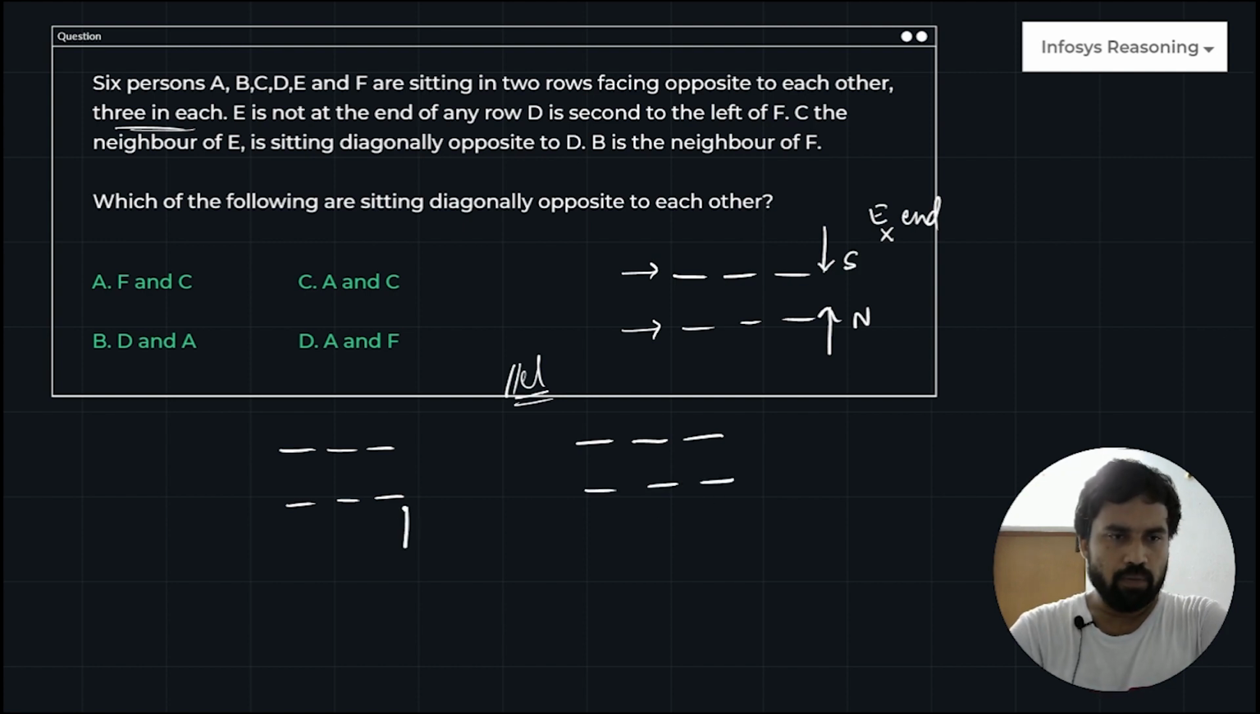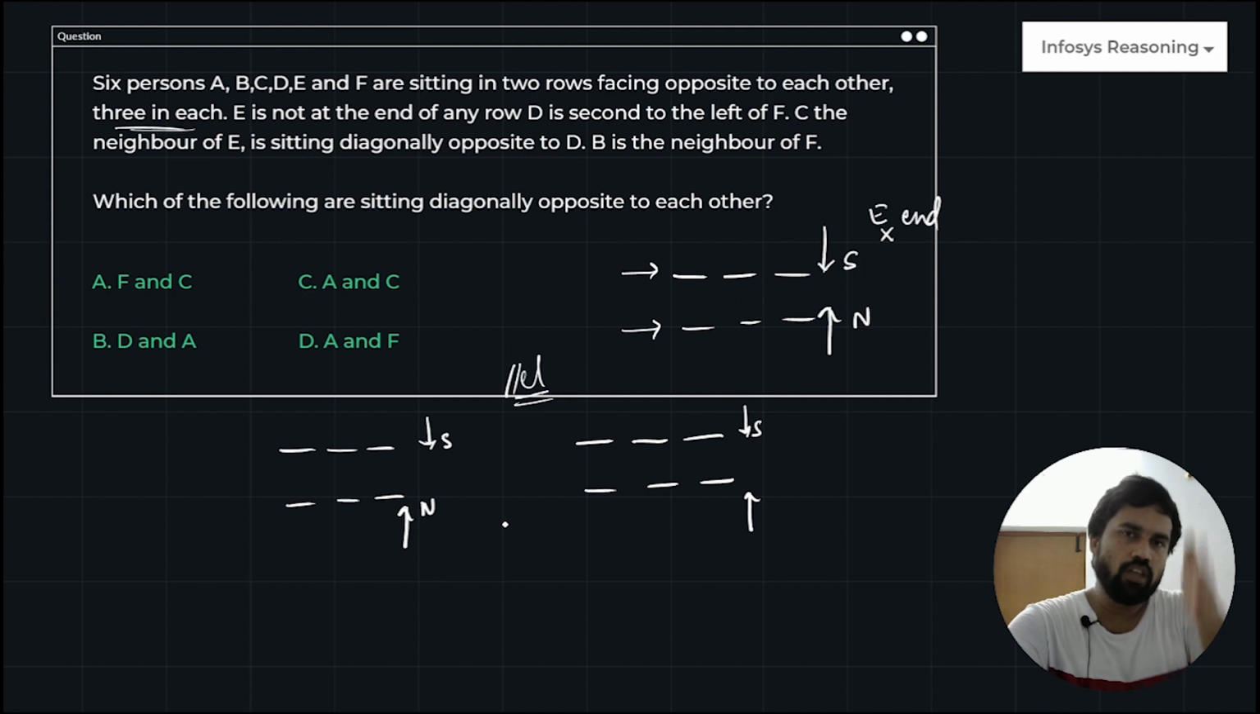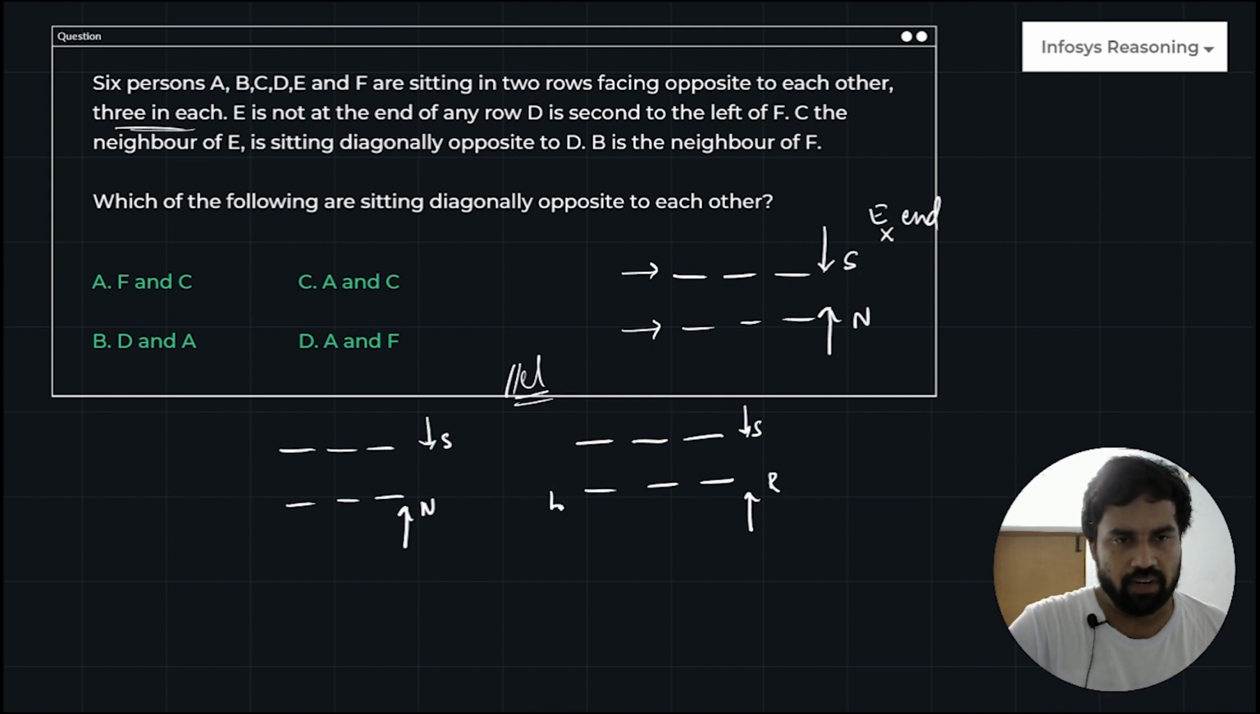So these are people facing towards the north and these are the people facing towards the south. So whoever is facing towards the north, this is the right hand direction, this is the left hand direction. Why? Because our right hand will become right hand and left hand will become left hand. For the south directed people, it will be reverse. So this is what we have to take care of.